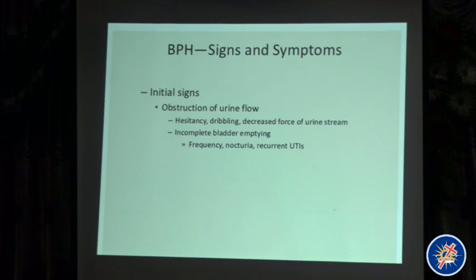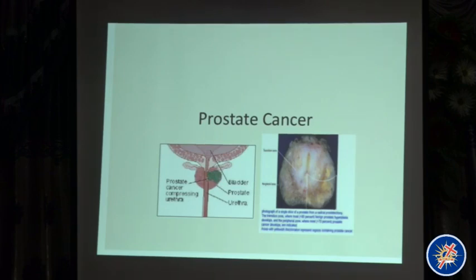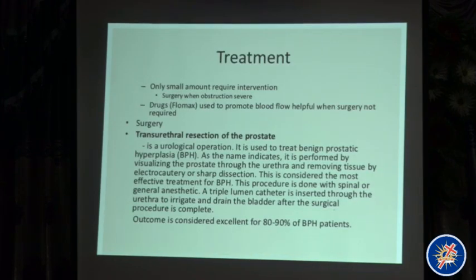What are the signs of BPH, this benign prostatic hypertrophy? You have obstruction to urine flow, hesitancy or dribbling, decreased force of the stream, incomplete emptying of the bladder, and frequency of urination. Treatment is what I've given there.